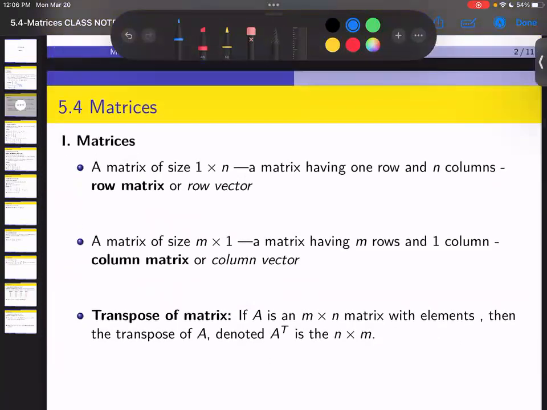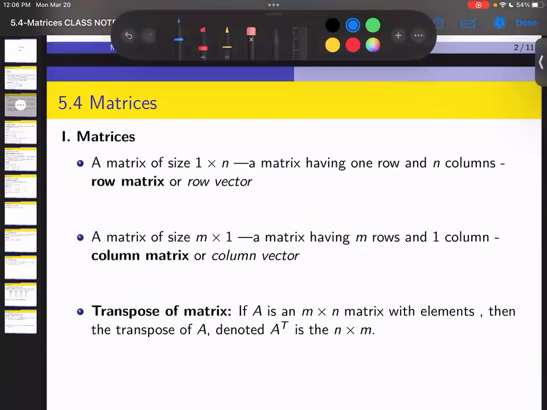A matrix of size 1 by n, meaning you have 1 row and n columns, looks like this. Just make up some stuff. So you have 1 row, 4 columns, right? So this is 1 by 4. We call that a row matrix.